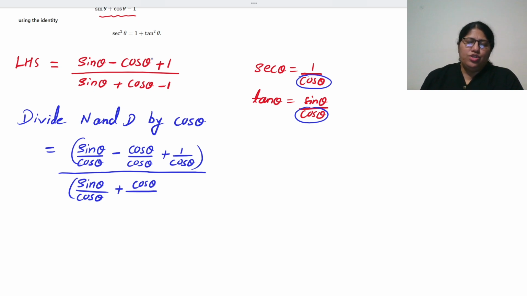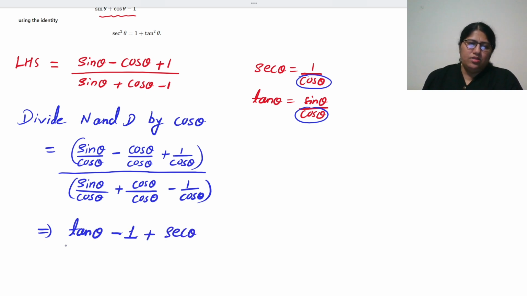Same kind of question you get for cot and cosec also. To convert the right hand side, if it is cosec or cot, you will divide by sine theta. Now here, divide by cos theta: sine theta by cos theta minus 1 by cos theta, right? Now you know that sine theta by cos theta is tan theta, so it is tan theta minus 1 plus sec theta over tan theta plus 1 minus sec theta. Now you also have to write down the reasons, whatever the rule is.